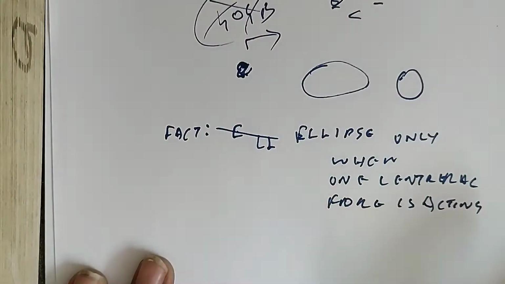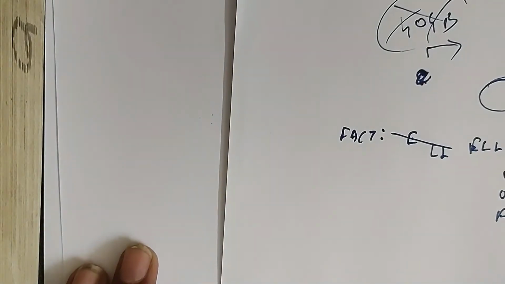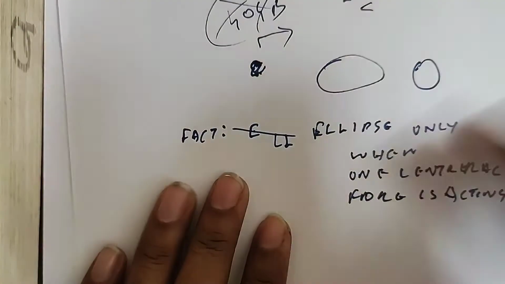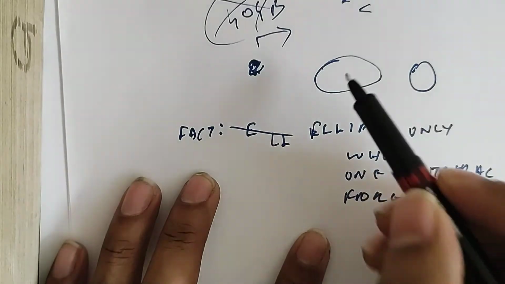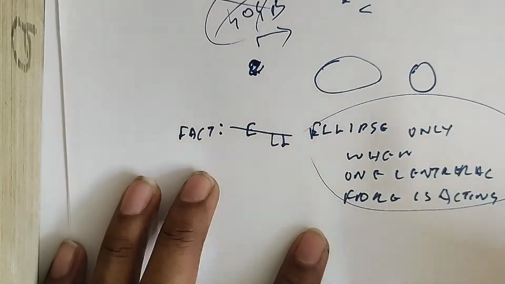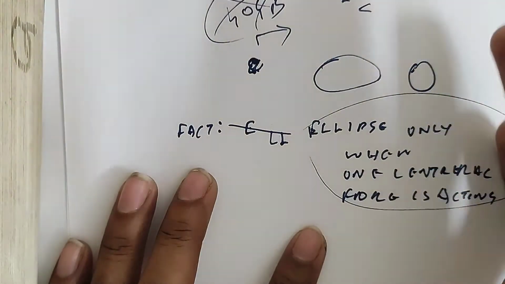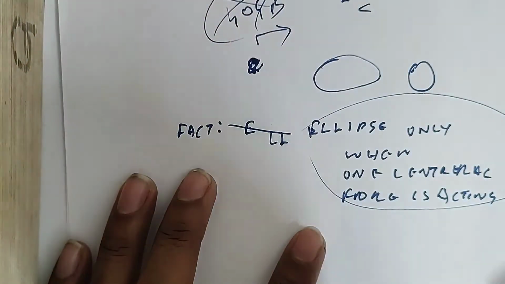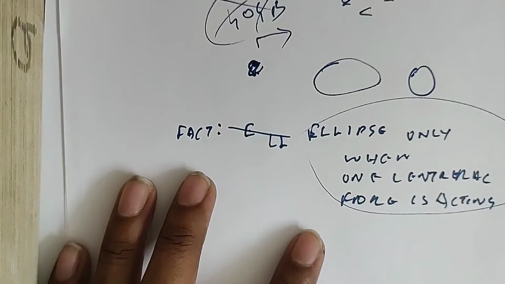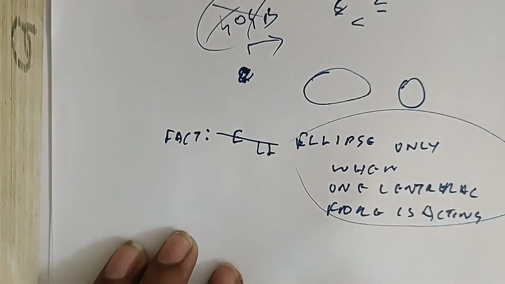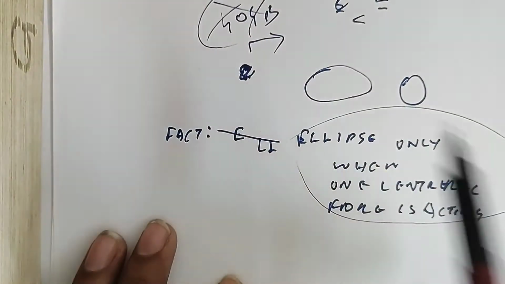Really sorry for my handwriting, but that's the best I can do in the situation. Now, so this is my ellipse. When this ellipse arises, it's an ellipse only when the central force is acting. Only one central force is acting. Now, the gravitational force due to all the other bodies is negligible when we consider this effect.